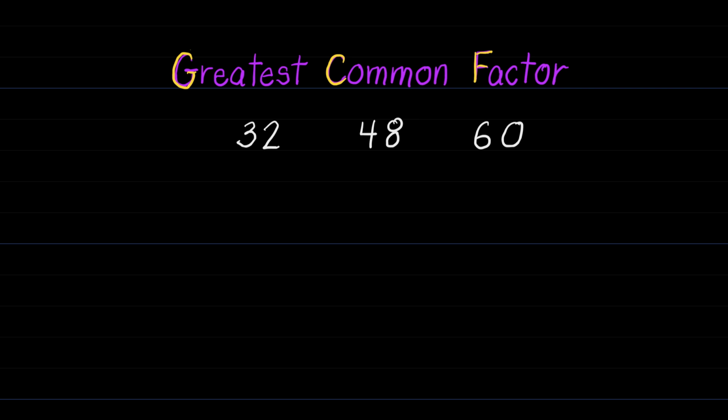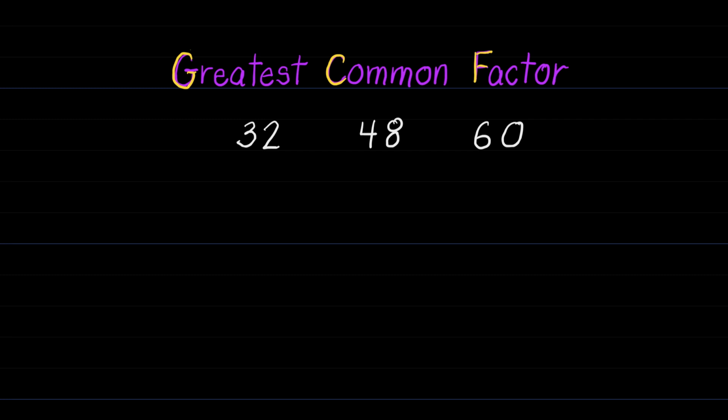Well, I've got three numbers here, 32, 48, and 60. We simply want to find the largest factor they have in common. Another way to think about it, maybe even easier, is this: what is the largest number that can divide into all three of them? The largest one. There's several numbers that can divide into all of them, by the way. Like 2 goes in all of them, but we want the largest one.